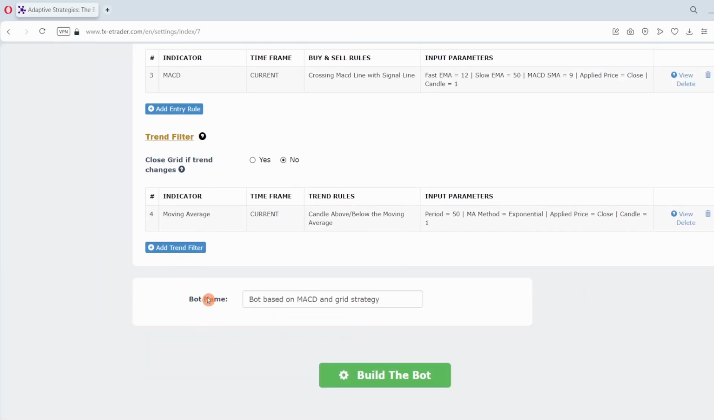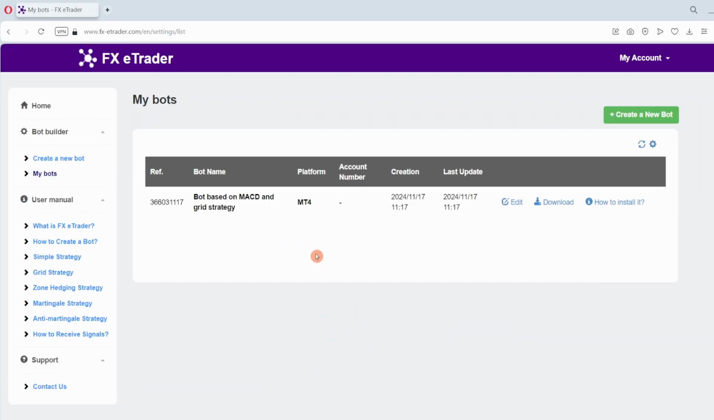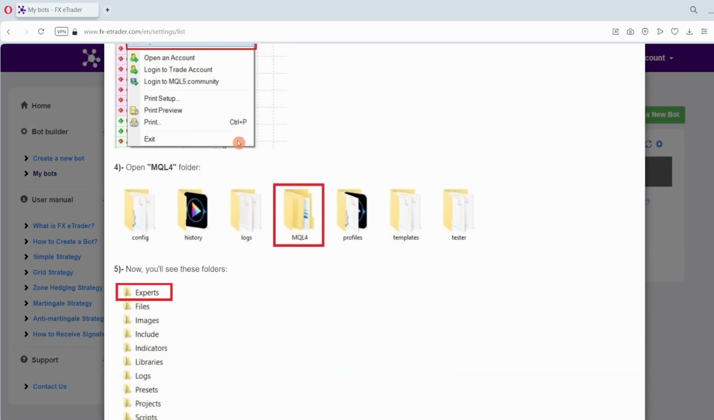Finally, we define a name for our bot, and click on the button, Build the bot, to generate our robot. Once our bot is generated, we are redirected to this page to download our bot file. We need to install it on our broker's MetaTrader platform, and run it on the H1 timeframe of the EUR-USD currency pair. By clicking on the link, How to install it, you will find a step-by-step installation procedure, simple and easy to follow.